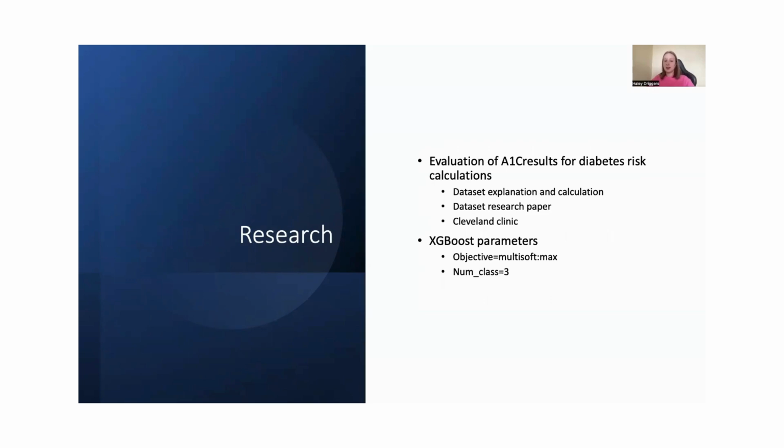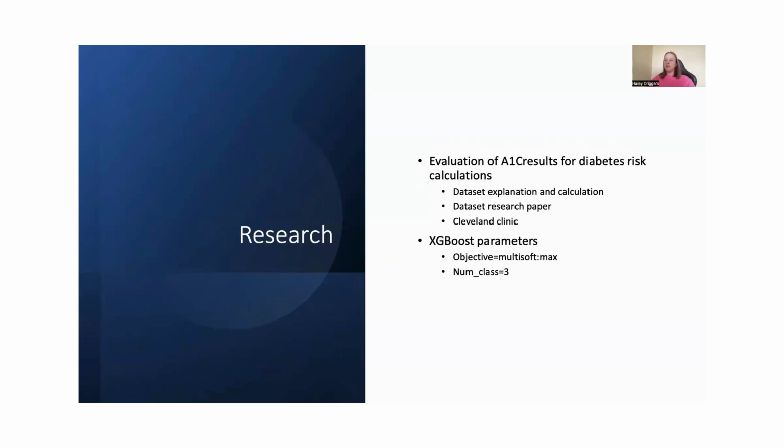There were several things that I had to research for the project. First of all, the calculations of A1C results and how they are evaluated. A1C result is a measure of a person's average blood glucose levels, and it can help indicate if that person has diabetes or not.